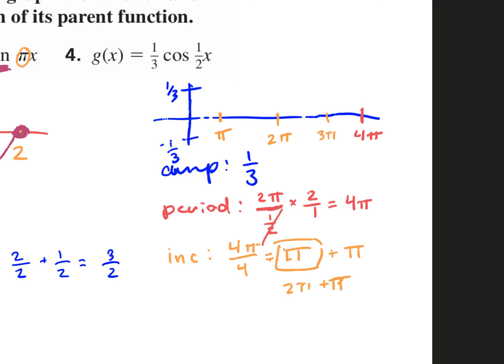So this is a cosine graph. Where do we start? Start at 1/3. Where do we go next? We go back down to 0. And then where do we go? Negative 1/3. And then back to 0. And then back to 1/3. And we just connect our dots.